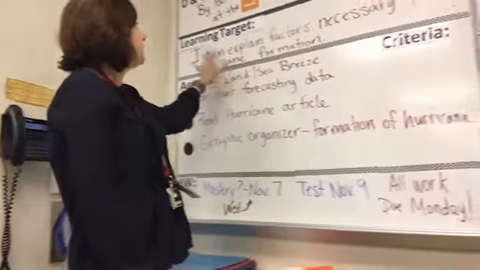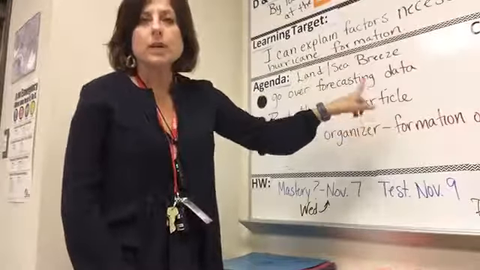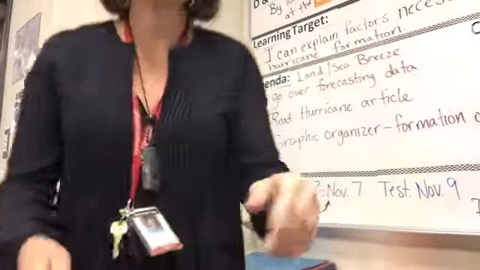So if you look on the board, I can explain factors necessary for a hurricane to form. We went over land breezes and sea breezes, and I'm going to show you that on the back board here. So let me bring you over to the back board.